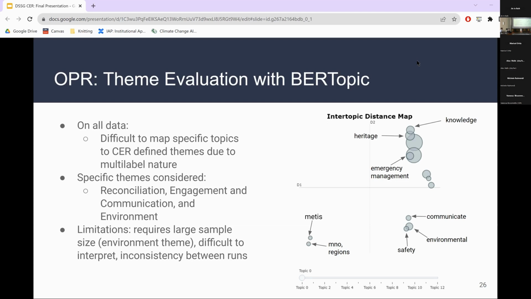Some limitations of BERTopic: it does require a quite large sample size to work. We noticed that on the environment theme, we couldn't even run BERTopic because there wasn't enough data. And environment is the 4th most common theme in the OPR dataset. So that speaks to how much data would be required to make this a viable option.